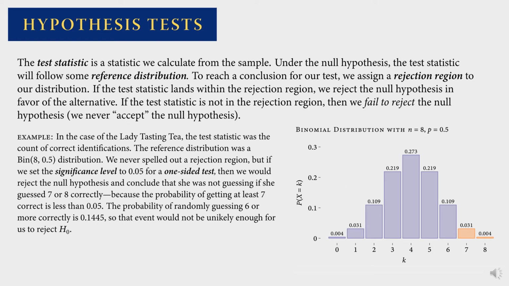Once you've established your hypotheses, you compute a test statistic and compare it to a reference distribution. The reference distribution is the distribution that the statistic would follow if the null were true. We specify a rejection region of our reference distribution. If the statistic lands in that region, then we will reject the null hypothesis.